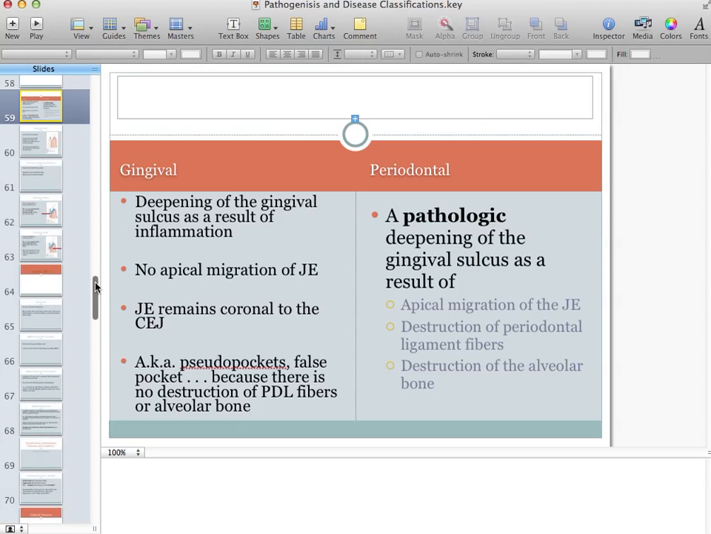Now, periodontal pockets. You have a pathologic deepening of the gingival sulcus. So you actually do have bone loss. The gingiva didn't grow, you just have bone loss because that's what happens in perio. So you have apical migration of the junctional epithelium, destruction of PDL ligaments, destruction of bone.